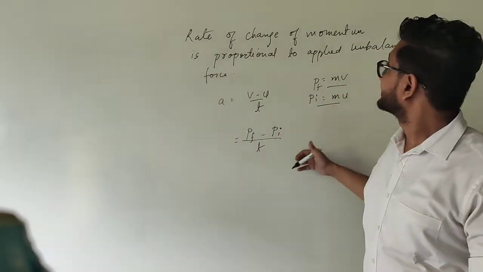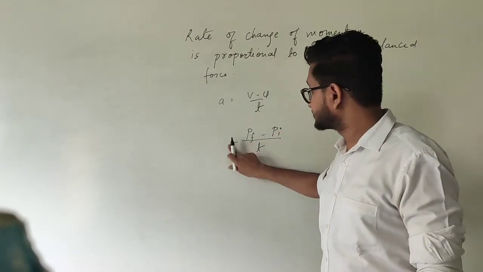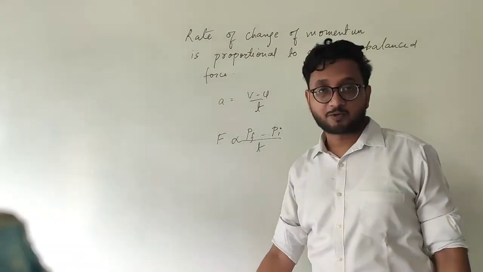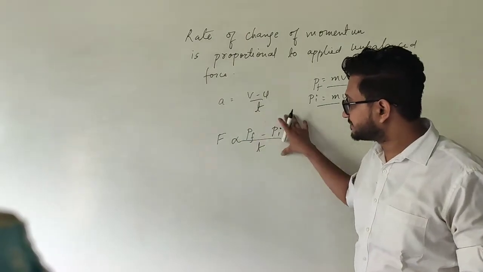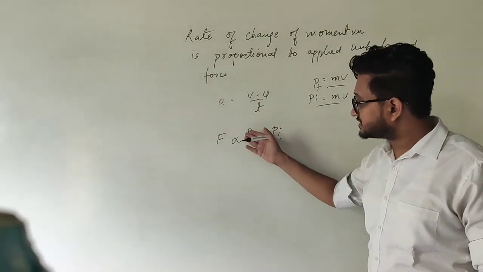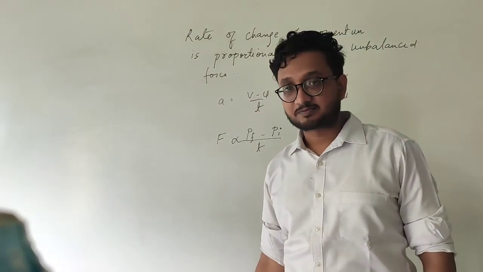change of momentum. Now the next part is directly proportional to the applied, so not equal to sign, directly proportional to the applied unbalanced force. So this is the relation, second law of motion. Here in this particular relation you have the statement. The rate of change of momentum is directly proportional to the applied unbalanced force.